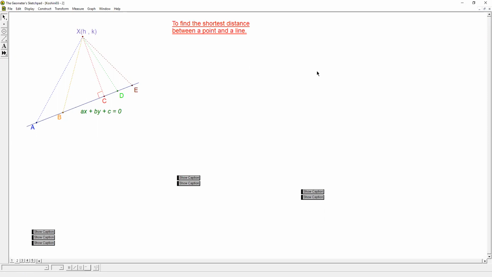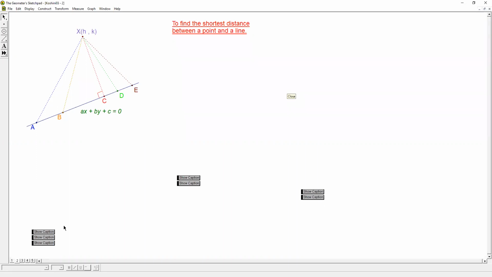Now, this shortest distance has a special characteristic. The characteristic is that this line XC is always perpendicular to the given line. So the shortest distance is the perpendicular distance between the point and the line. The other distances here are not the perpendicular distance, so they are not the shortest distance.